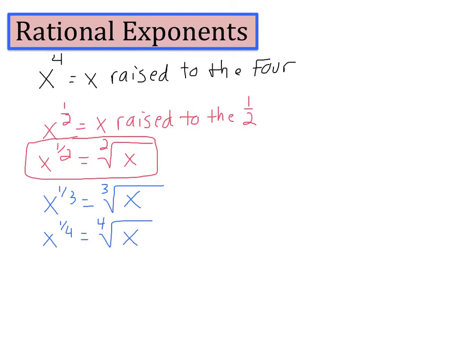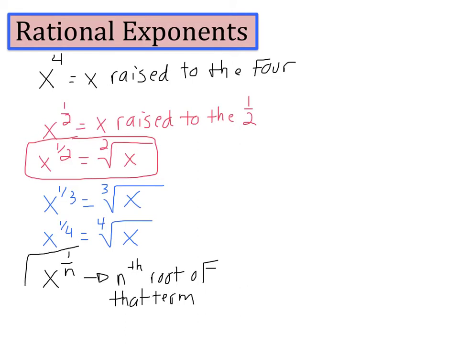So if we ever have some term raised to 1 over n, we say we're taking the nth root of that term. So sometimes we'll see them as being raised to 1 over n. Now other times we may see it as x raised to the 3 over 2.